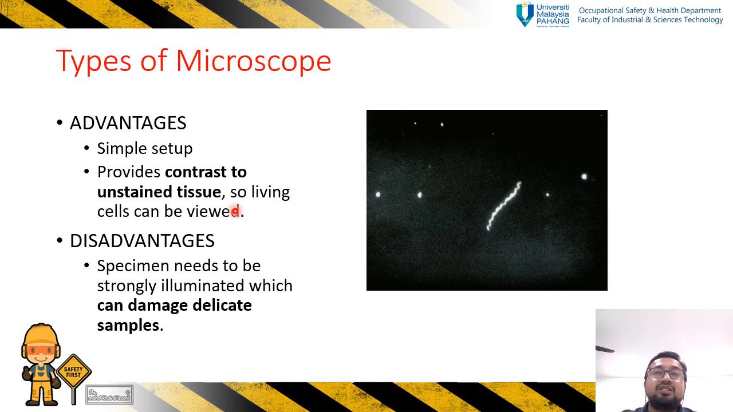Yang ni kita tak payah guna stain. So living cells can be viewed. Maknanya kita tengok tu macam original dan benda tu tak merosakkan kita punya specimen. Cuma disadvantages dia, specimen needs to be strongly illuminated which can damage delicate sample. Maknanya specimen ni kita kena illuminate sangat-sangat tinggi baru benda tu nampak. Benda tu pula yang boleh damage. Dia tak damage disebabkan staining, tapi damage disebabkan illumination pula.